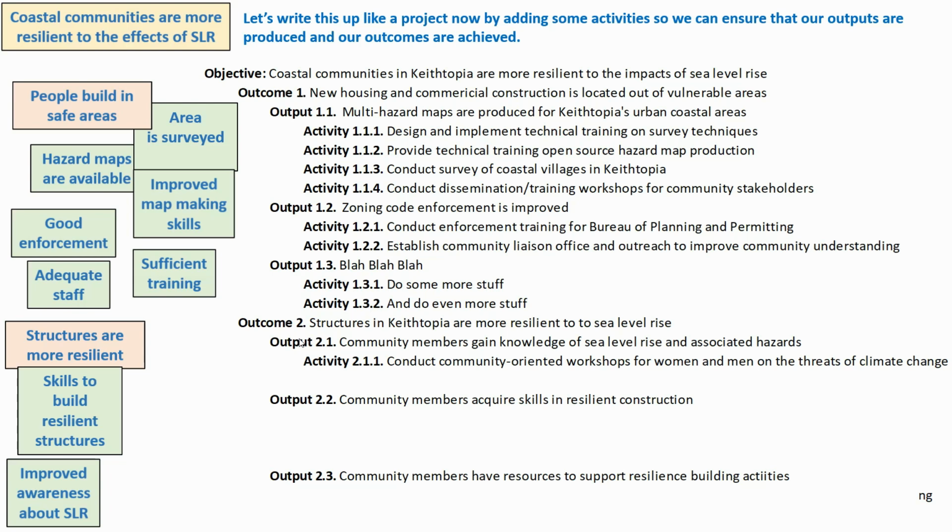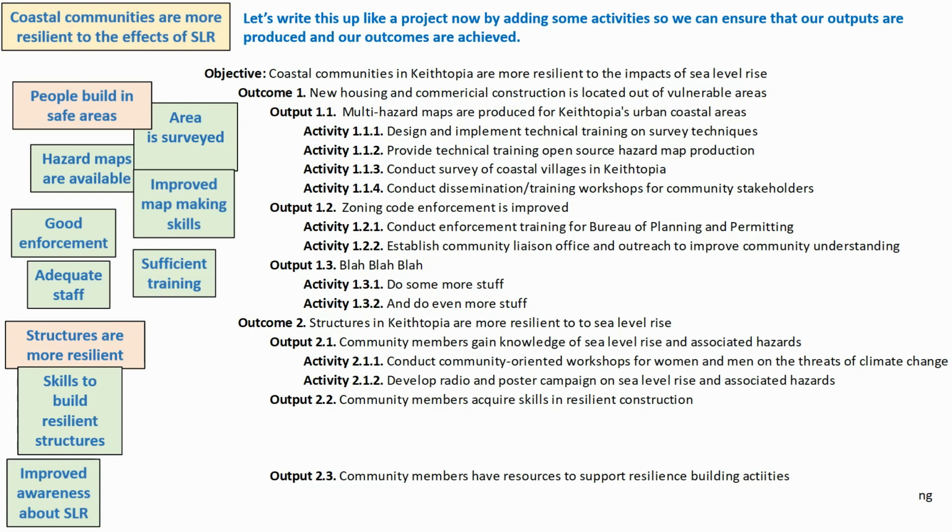So then what's next? Activity 2.1.2, develop a radio and poster campaign on sea level rise and associated hazards. So that's for Keithopia. People listen to the radio. So we're going to do some short radio spots, 30 seconds apiece, and we'll do a campaign of interesting radio spots that are in the local language, in Keithopian, and that are culturally appropriate, right, and that appeal to different stakeholder groups. And these radio spots are going to be on the radio when people are listening to the radio.